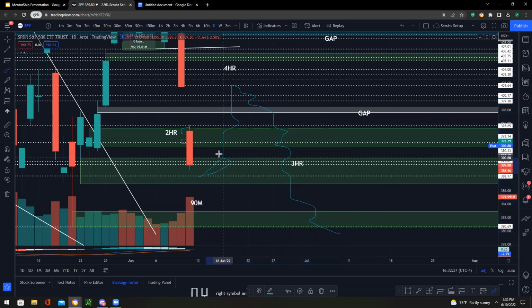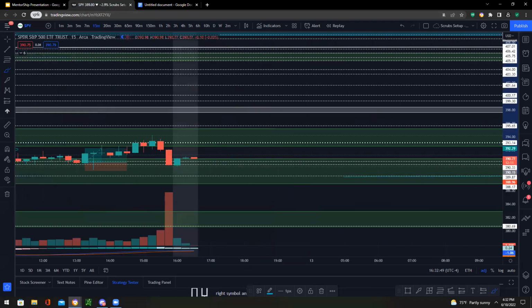And scenario 2 is we could just keep on going up. So try not to have just one bias going into next week. Try to have multiple scenarios and just see which scenario plays out. Hope that one helps.